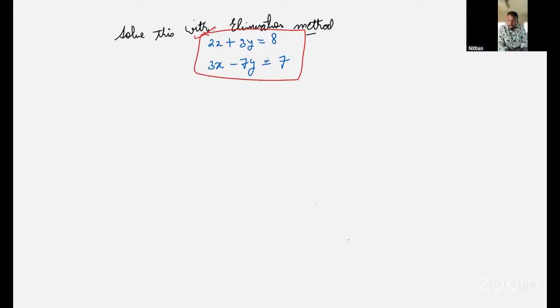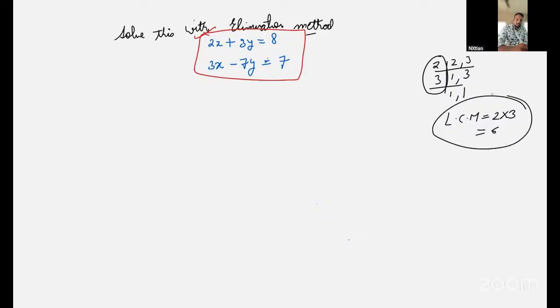So if you want to eliminate x, the first step is that the coefficients should be the same. Now the coefficients are not the same, so we have to make the coefficients the same. If I take the LCM of 2 and 3, the LCM will be 2 into 3, which will be 6. So now what does this mean? This means that you have to multiply the first equation.